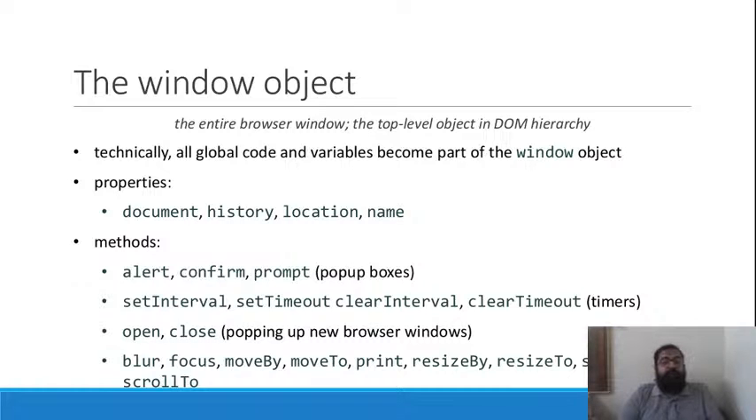Okay, and the methods that are associated with the window object can be like alert, confirm, prompt, setInterval, setTimeout, clearInterval, clearTimeout. So those are for timers. Okay, the earlier ones, alert, confirm, prompt, are like pop-up boxes, and open and close are popping up new browser windows. Okay, then you have blur, focus, moveBy, moveTo, print, resizeBy, resizeTo, scrollBy, scrollTo, etc.